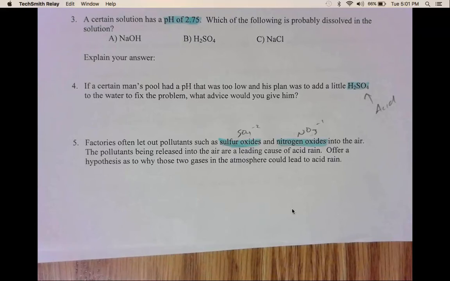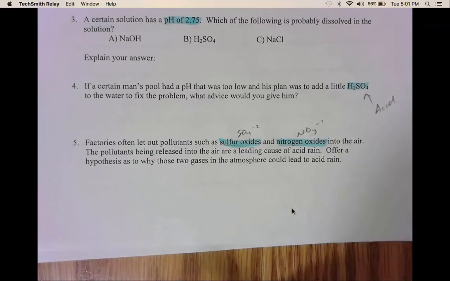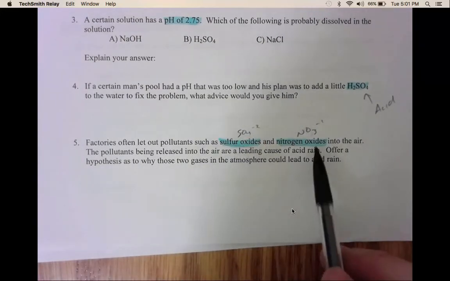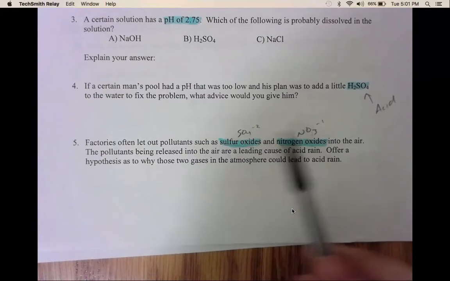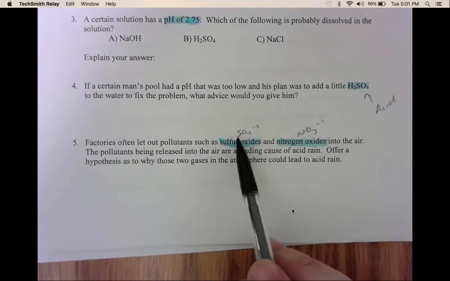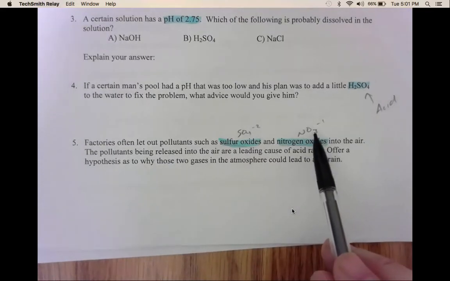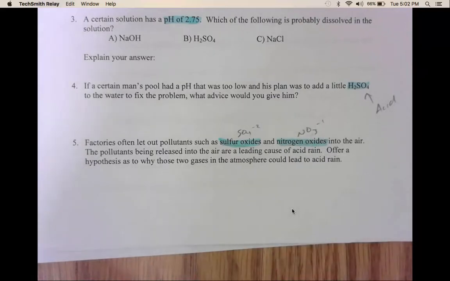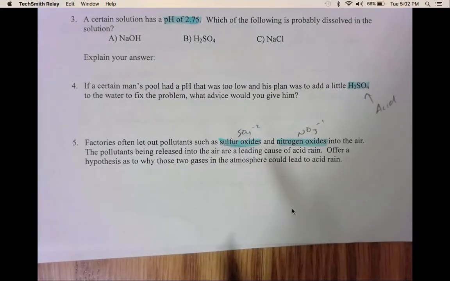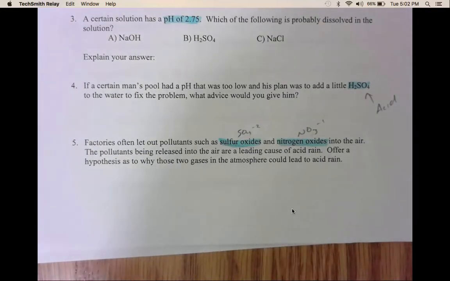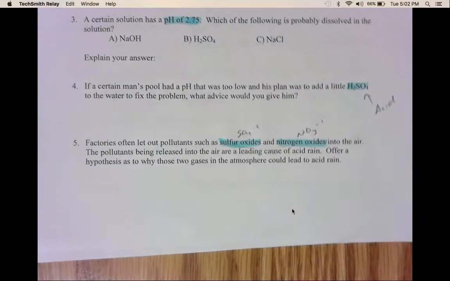Question five is talking a little bit about acid rain. It happens typically because factories let out pollutants like sulfur oxides and nitrogen oxides. I highlighted these to remind you guys that sulfur oxides are typically things like sulfate, SO4 with a -2 charge, and nitrogen oxides are typically things like nitrate, NO3 with a -1 charge. So think about it. When these are combined with water, what forms? And that is why acid rain happens.